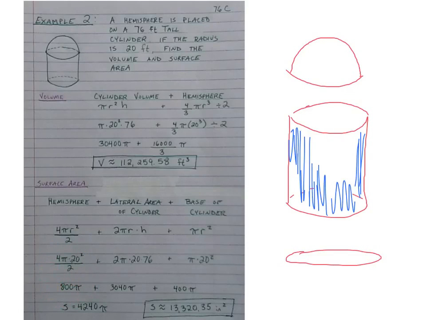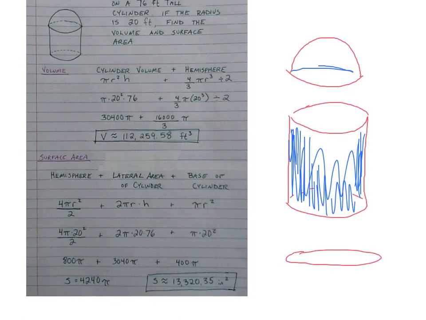Hemisphere is roughly 800 pi, and this would not include the base because the base is not exposed. And then the lateral area of the cylinder is 3040 pi, and that's just essentially the walls of the cylinder. It does not include the two bases. And then finally we add the bottom base of the cylinder because that is included, and that's 400 pi. If we add those three together, we get a surface area of approximately 13,320.35 inches squared.